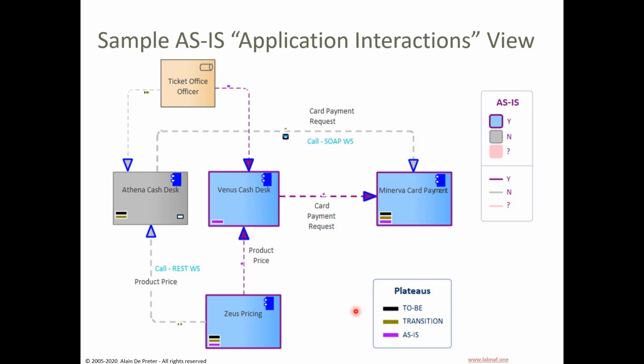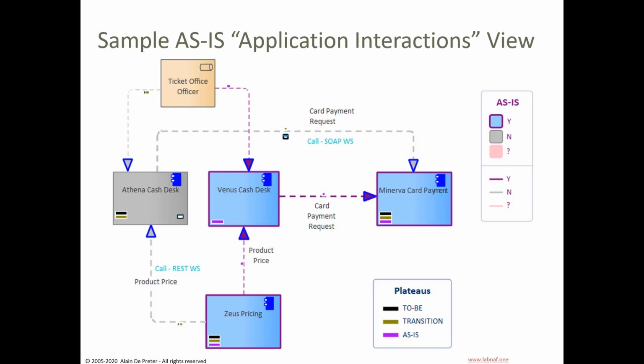You can see these little bars there and dots on the connectors. These are the architecture plateaus. So each element and connector can belong to any of these three different plateaus, as is, transition, to be. So you don't need to replicate these elements. It is another dimension. Time is another dimension.